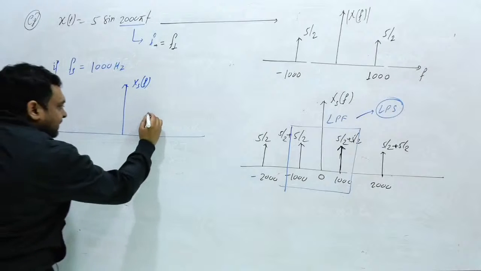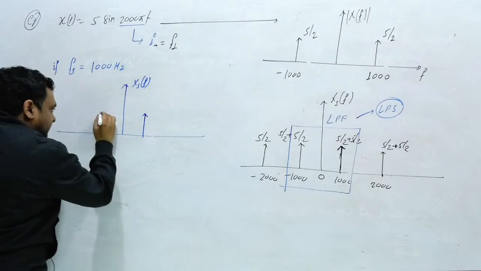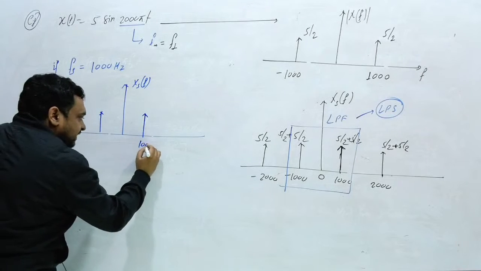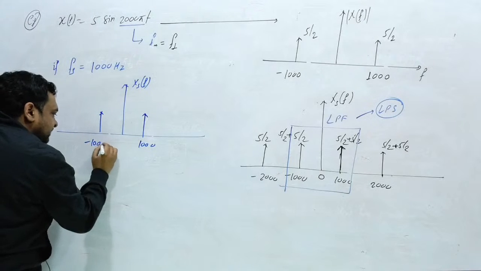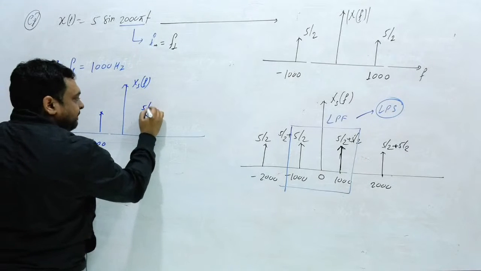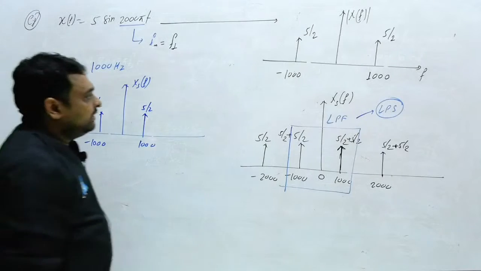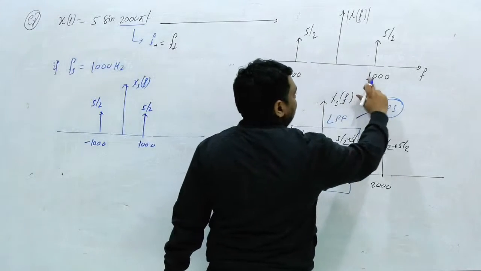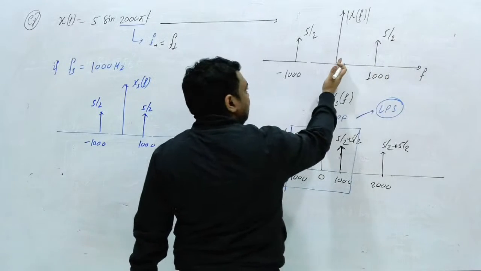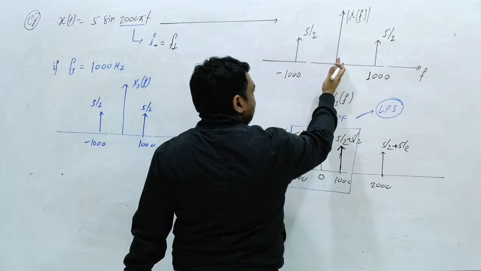So the first signal will be in the same position. This is 1000. This is minus 1000. And this is 5 by 2, and this is 5 by 2. What will be the next signal? This will be shifted to 0. This will be shifted to 2000. This will be shifted to 0, like this.